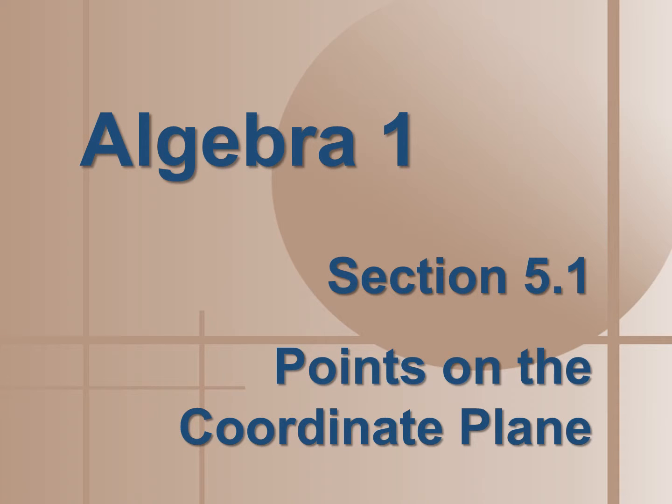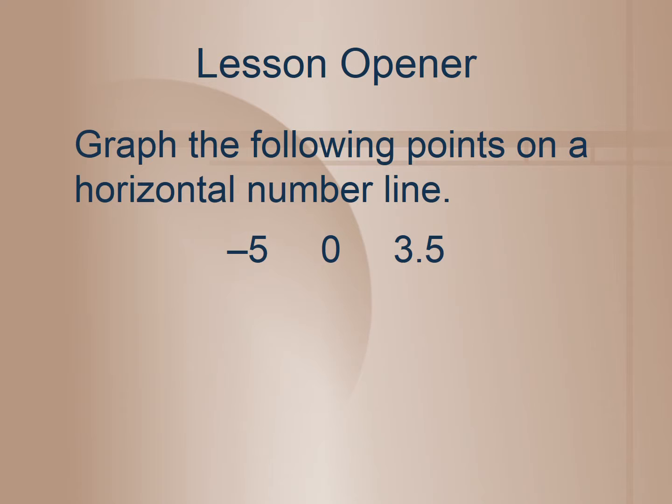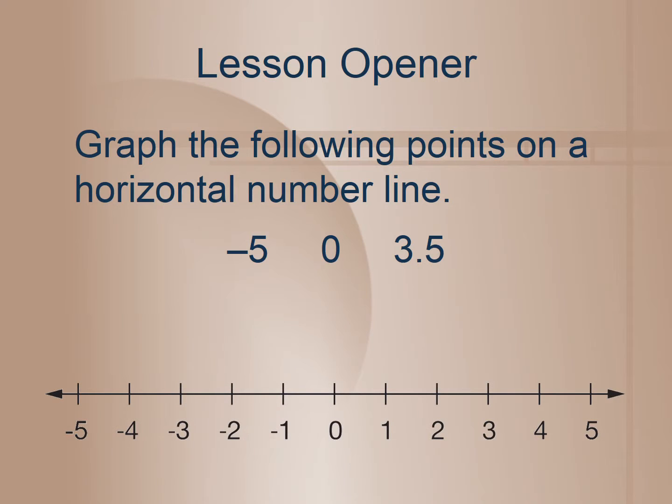Today we're going to talk about points on the coordinate plane, which is found in section 5.1 of your BJU Press Algebra 1 textbook. So let's begin with graphing some points on a horizontal number line. A horizontal number line goes from left to right. So -5 would be here, 0 would be there, and 3.5 would be between 3 and 4.